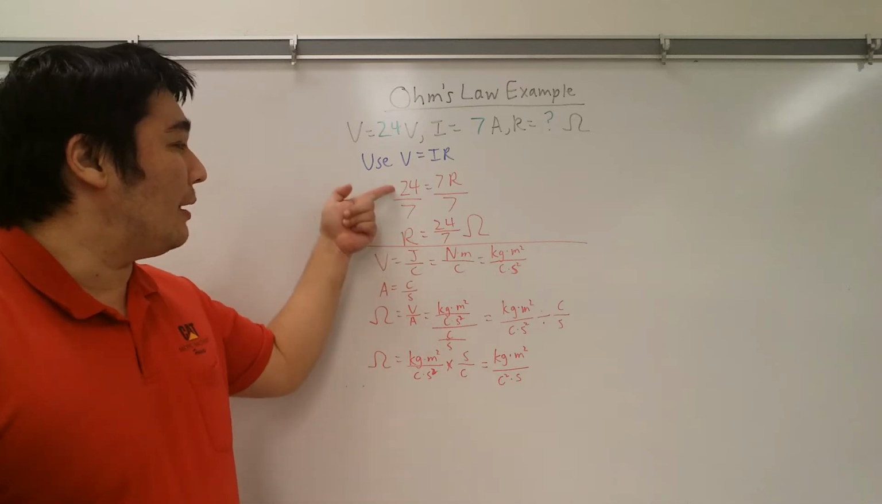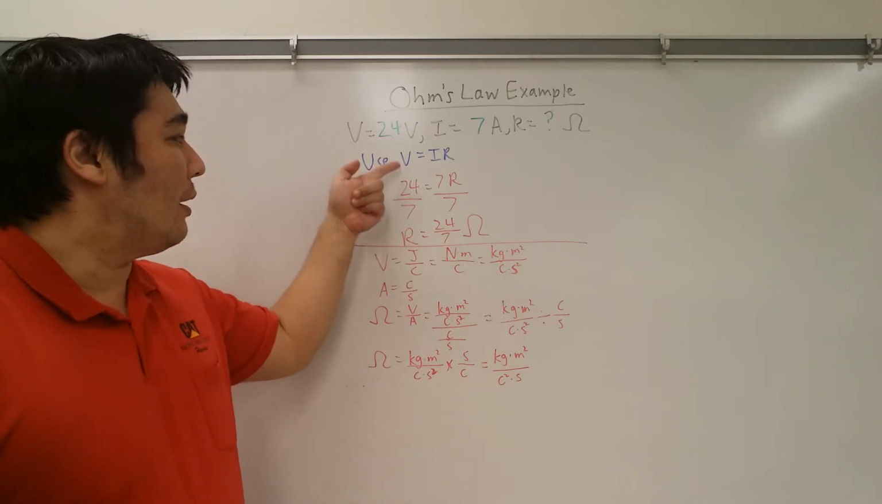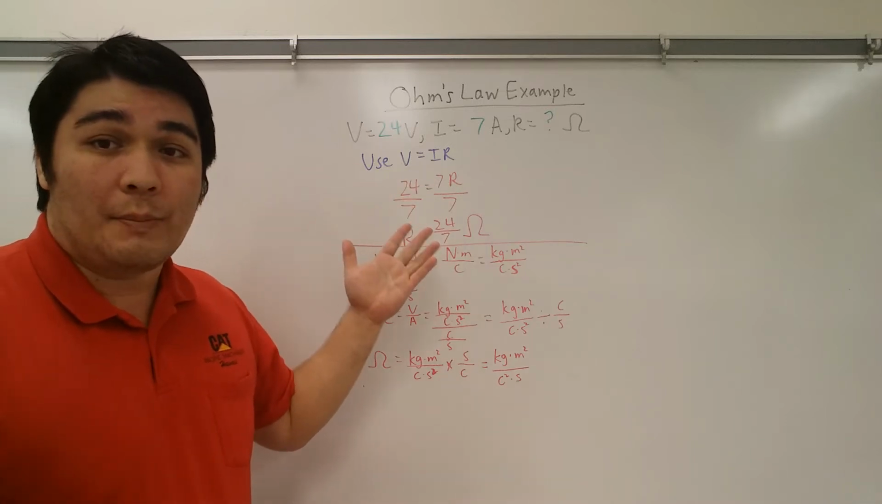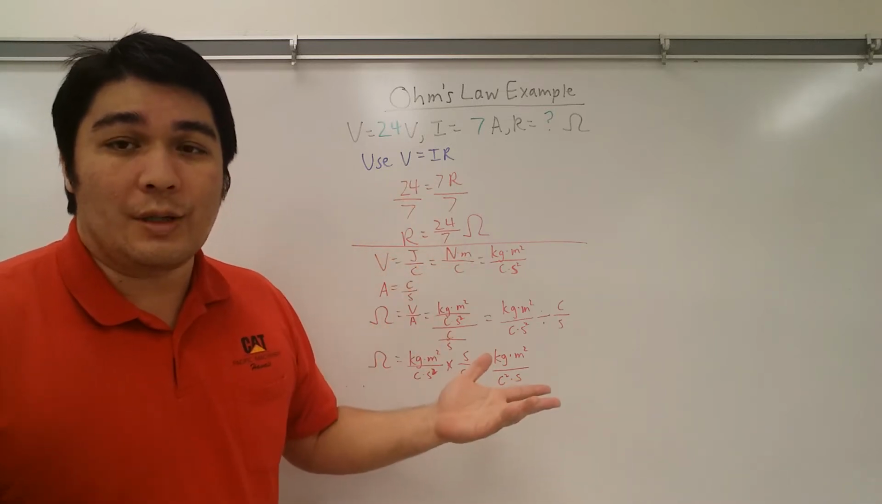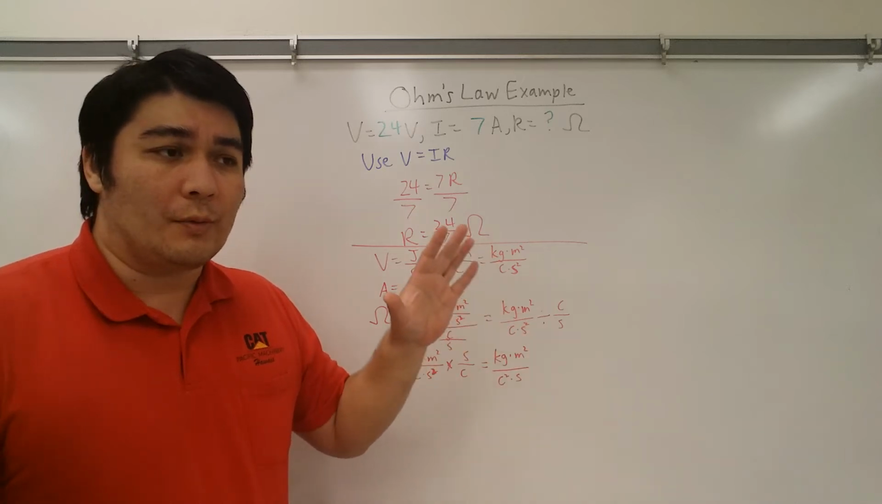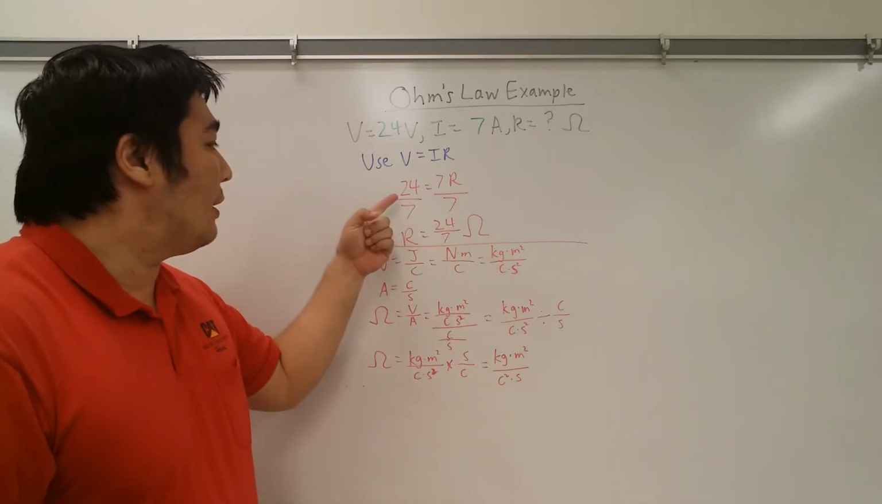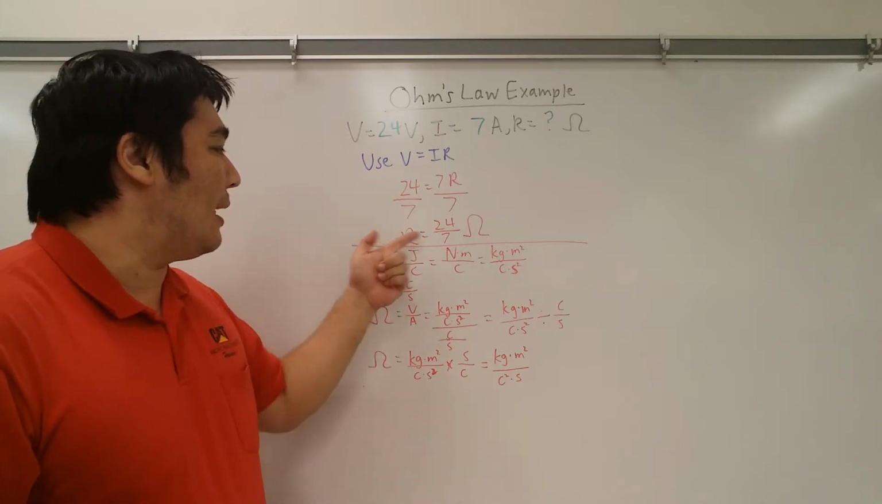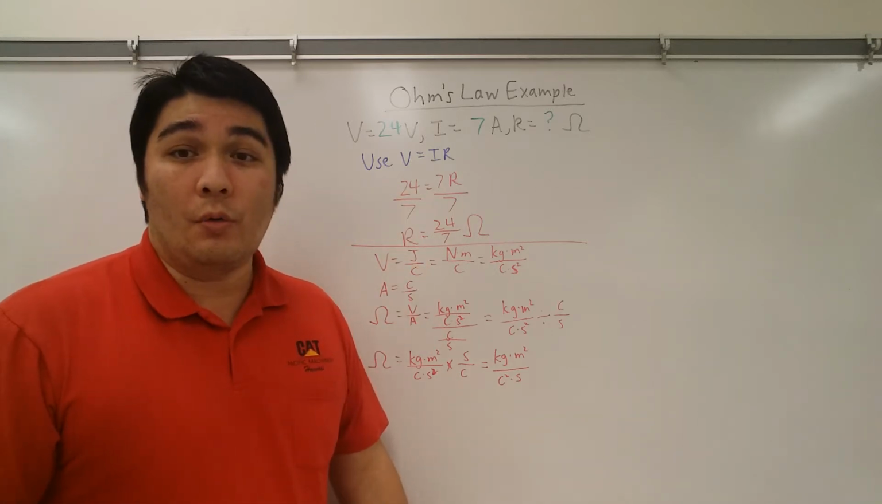I'm using the shortcut method here, and so we've got 24 volts equals 7 amps times R, and of course because it's the shortcut method, there's no need for units at this point. So then what I do is I divide both sides of the equation by 7 to isolate the variable, so my answer will be 24 over 7 ohms.